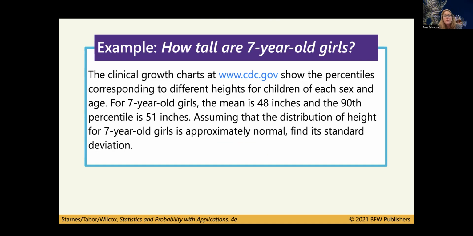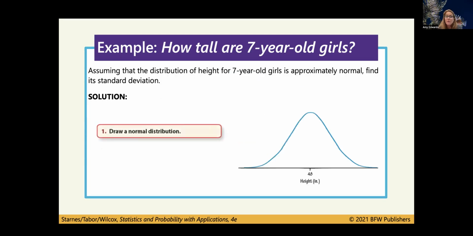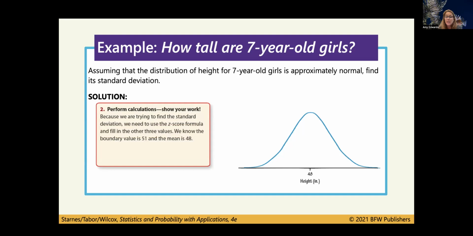They're wanting us to find the standard deviation. Here's where you're going to have to remember a formula. You have got to remember that the formula is the z-score formula. If we look here, our average is 48. Here's our boundary line at 51. 90% are below that.